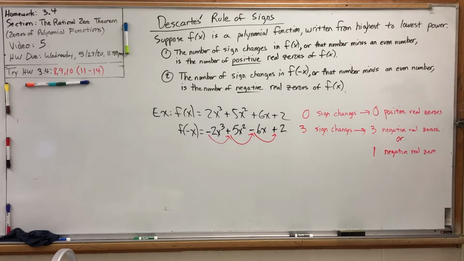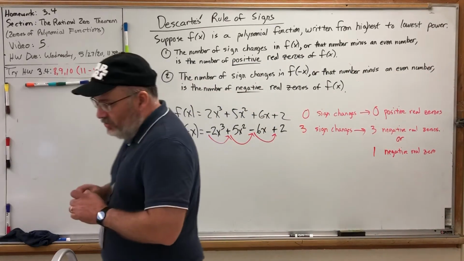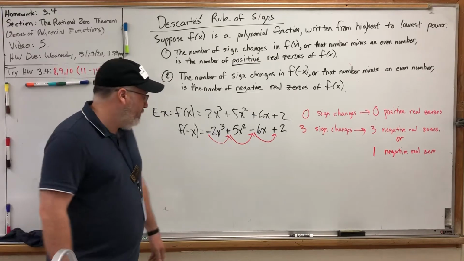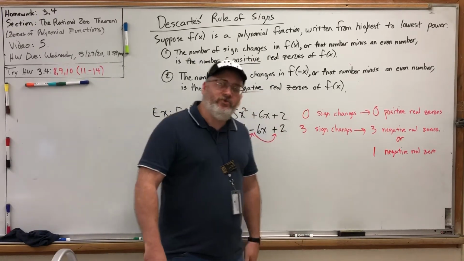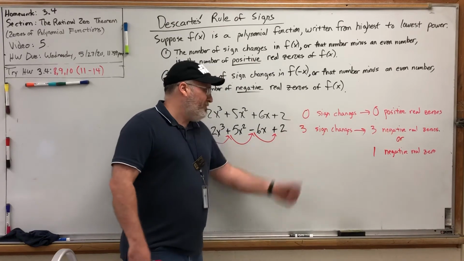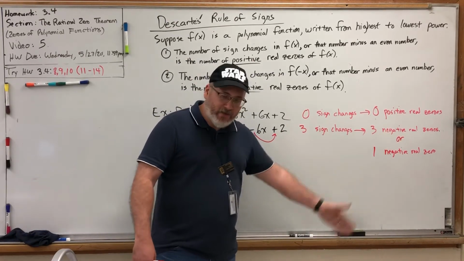And if you recall from the previous video, there was one negative real 0. In fact, it was rational, it was negative 1/2. But Descartes' rule of signs gives you the ability to know what to look for or what not to look for. The fact that there were 0 sign changes here means that there were no positive real zeros. The fact there were 3 sign changes means either there's 3 negative real zeros or 1 negative real 0.